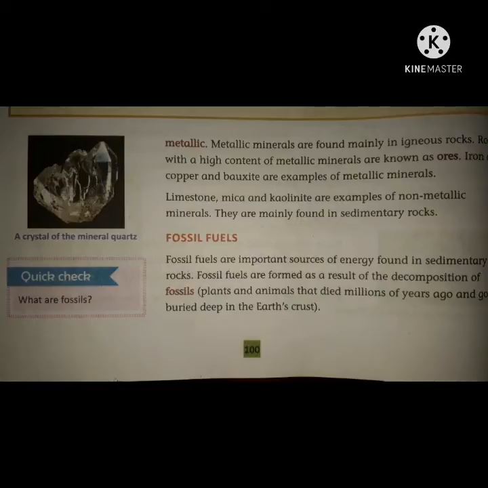Let us move on to fossil fuels. As we all know, fossil fuels are important sources of energy which are found in sedimentary rocks. These are formed as a result of the decomposition of fossils. What are fossils? They are the dead remains of plants and animals which have been buried deep in the earth's crust. Now, as we have read about rocks, minerals and fossil fuels, let us learn about their uses.